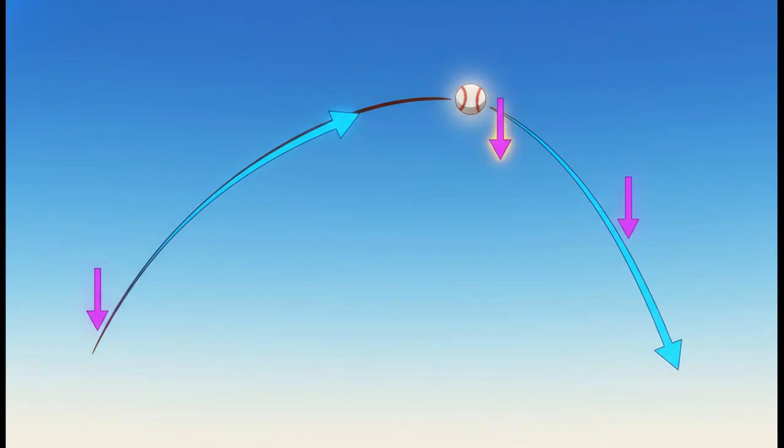Picture throwing a ball straight up in the air. It travels up, it slows down, and for one tiny split second at the very tippy top of its flight, it stops. At that one instant, its velocity is 0. But is it accelerating? You bet it is. Gravity is pulling down on it the entire time, which means its velocity is constantly changing, even at the exact moment it isn't moving at all.